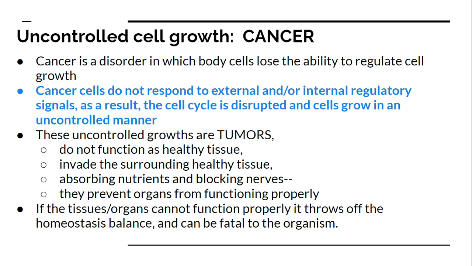Well, if your tissues or organs are not functioning properly, then it's going to throw off your homeostasis, which can be fatal. We have talked about homeostasis before. This idea of maintaining a nice, constant internal environment. If my tissues and organs, which help to maintain homeostasis, are not working, I cannot maintain homeostasis, which means that it could be fatal to the organism.